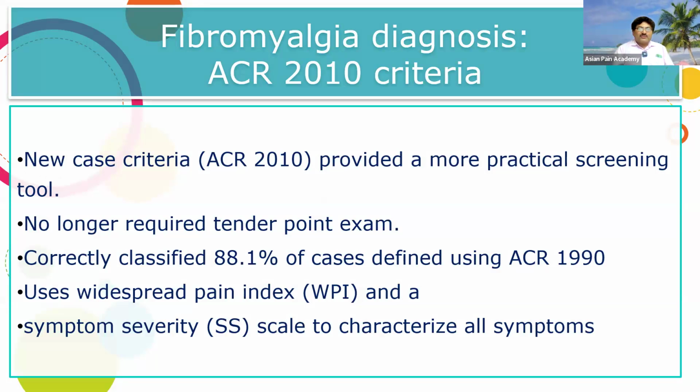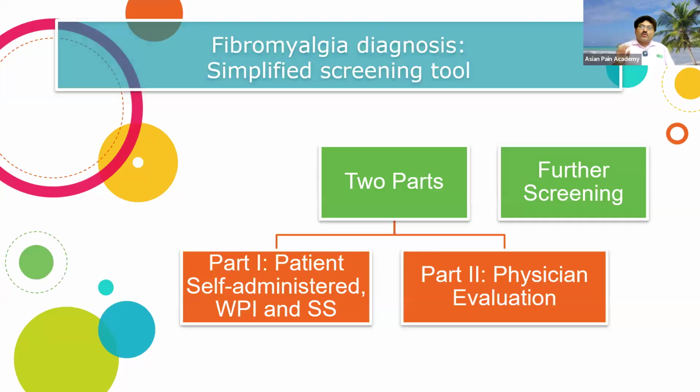Remember that most of the fibromyalgia diagnostic criteria by the ACR 2010 criteria are mostly patient applied. That means the physician doesn't have a role, except in a small part, the patient evaluation. So 2 parts are there: one is the widespread pain index and the other is the symptom severity index. The widespread pain index is completely self-administered by the patient. In the symptom severity index, the first part is self-administered by the patient, and the next part, part 2, is by physician evaluation. And definitely we require further screening.